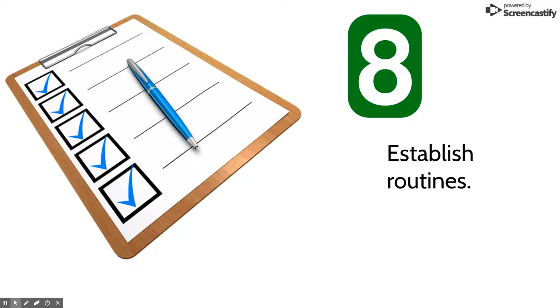And finally, 8. Use routines. Instructional procedures and routines should be established and efficient. Routines refer to the usual or unvarying way activities are carried out in the classroom. Routines save time because both students and teachers know how and what they are supposed to do without having to think or ask about it.